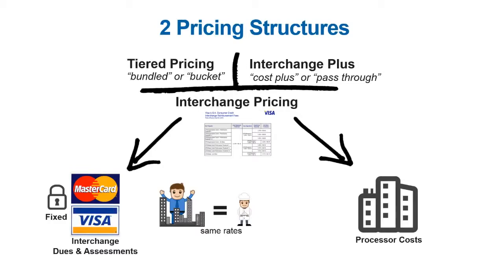From now on, when I refer to interchange, it is assumed that dues and assessments are included, since we understand that they are the same for everyone. The processor cost is the one variable that differs from one processor to the next and is the only area open for negotiation in your search for a merchant account provider. Here's both pricing models in detail.